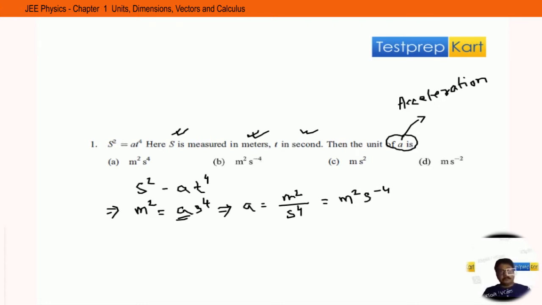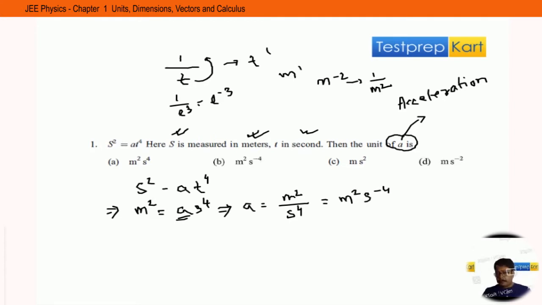Now, suppose we have 1 by t. T is in the position of denominator. If I transfer it to the numerator, then we just put a minus 1. It is the power of base t. Suppose we write n, nothing is there, it means power is 1. If it is m to the power -2, it means 1 by m square. Similarly, if it is L cube, then we can write L to the power -3. So this is the concept that we need to apply.